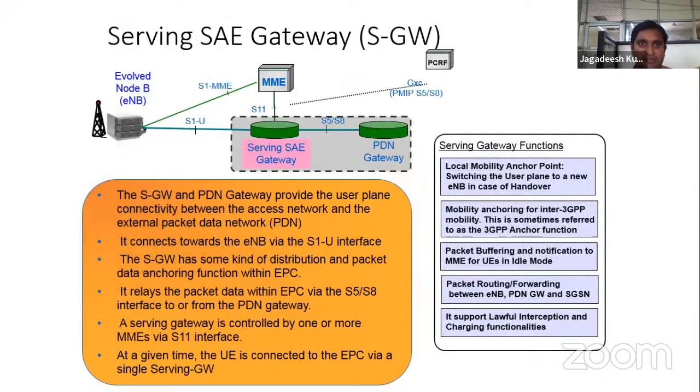Next, we are going through our serving gateway, which is called SGW. In this, the main function is the local mobility anchor point. From the MME, this will be connected to our serving gateway, which will be acting as an anchor point to our PDN gateway. So this is also an interconnectivity between our eNode B and the PDN gateway. Packet buffering will be taking place, and notification to the MME for UE in idle mode will also be handled by this serving SAE gateway.